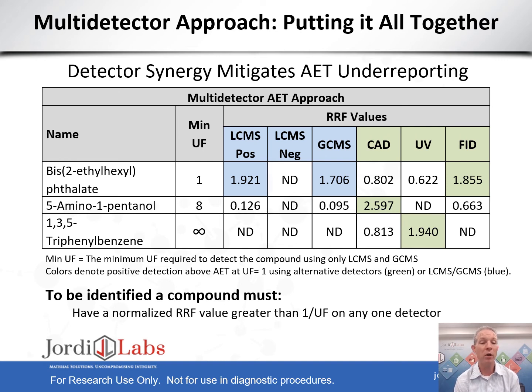The last compound I want to look at is 1,3,5-triphenylbenzene. And you will note that this compound does not respond in either GCMS or LCMS. This is a strong demonstration of why a multi-detector strategy provides unique advantages, because we can detect this compound without even applying a UF so long as we have a UV detector. But no UF would be protective for this compound if we used only the combination of LCMS and GCMS.